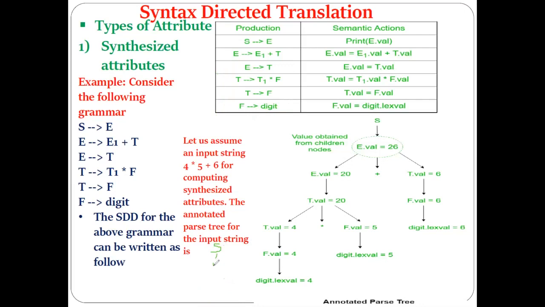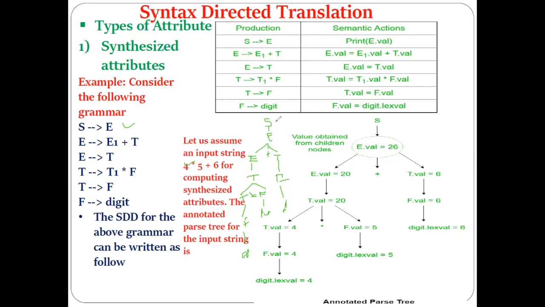S derives e. Because of insufficient space I cannot show you here, so let me show you here. As you can see, s derives e, then e derives e plus t. Then this e derives t, again t derives t into f. Then t derives f according to the grammar and this expression, and f derives digit. Again this f derives digit, and then this t derives f and f derives digit.